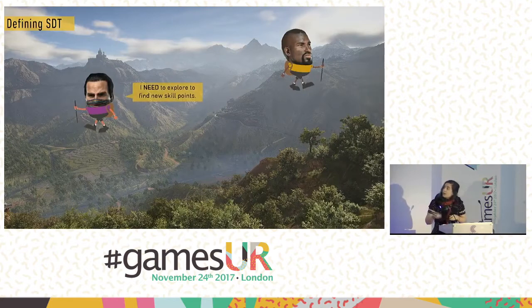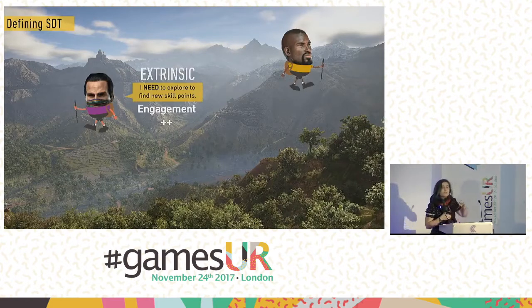The second one needed to explore the world to find new skill points. So this one, you could say, okay, this was not a mission or anything else. It was something that motivates him, and he just put his own goal. But again, we could talk about extrinsic motivation, because he did it just because he wanted something else, which was skill points. And to gather skill points, he needed to explore. So again, it would be a bit more engaged, but he would stop exploring the world after a time.